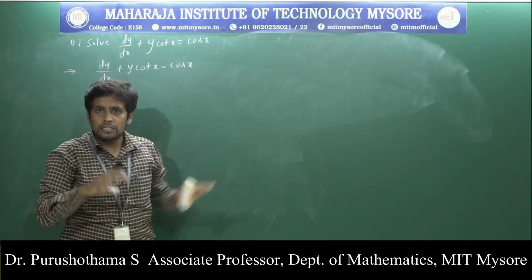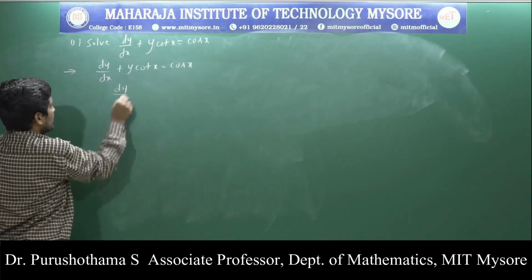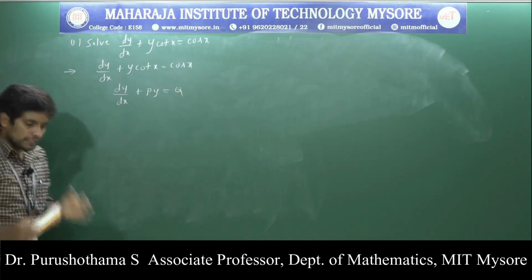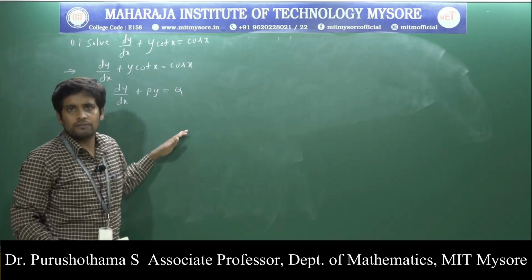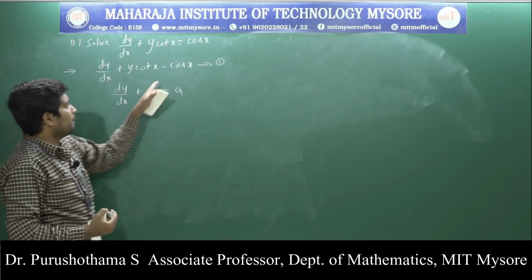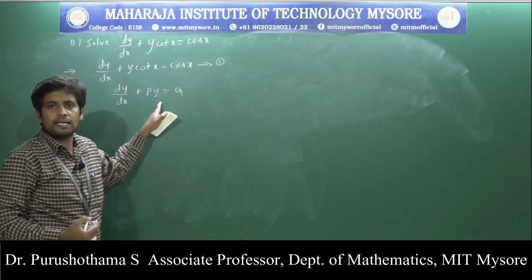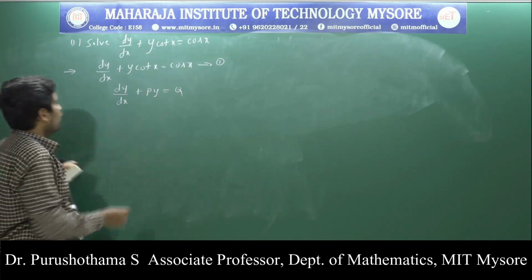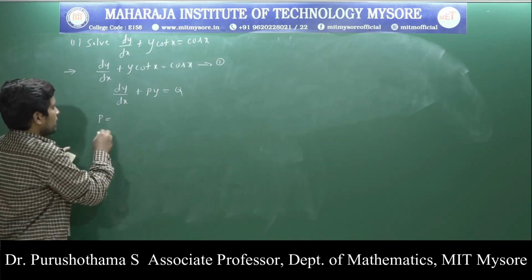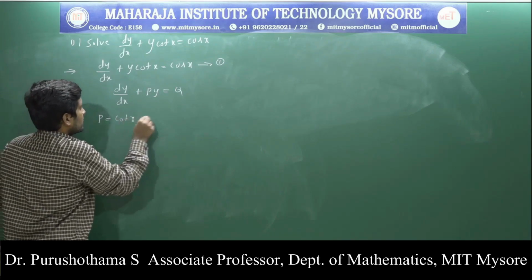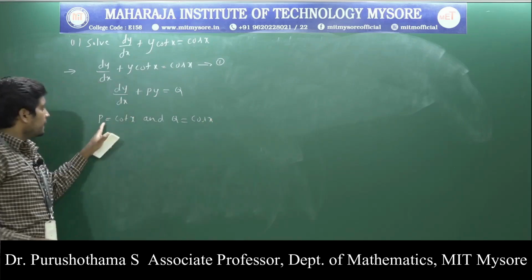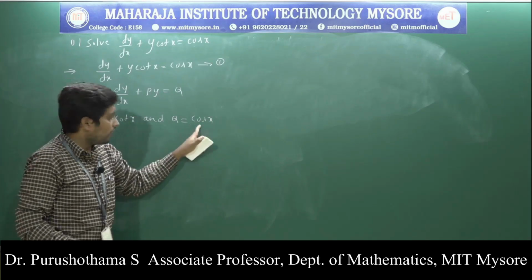This equation is in the form dy by dx plus p into y is equal to q. Just compare the given equation with the standard form of linear equation. Therefore, after comparison p equals cot x and q equals cos x. So p equals cot x and q is equal to cos x.